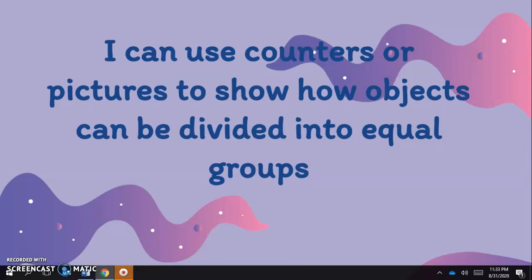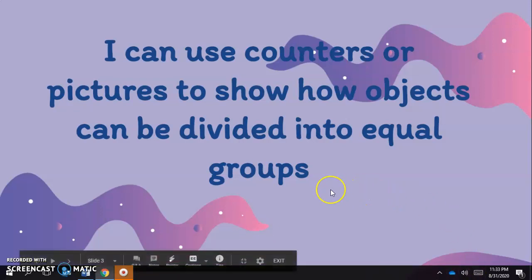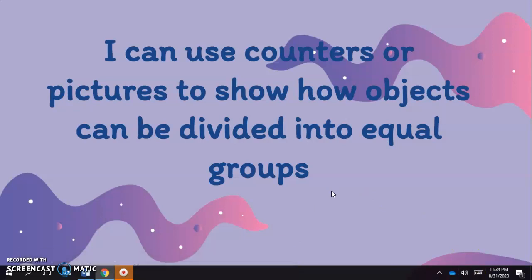Okay, class, our I can statement for the day is I can use counters or pictures to show how objects can be divided into equal groups. Today, we're going to use counters and pictures to show how objects are divided into equal groups. This is our introduction to division.